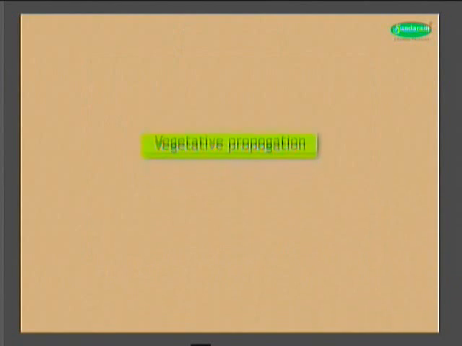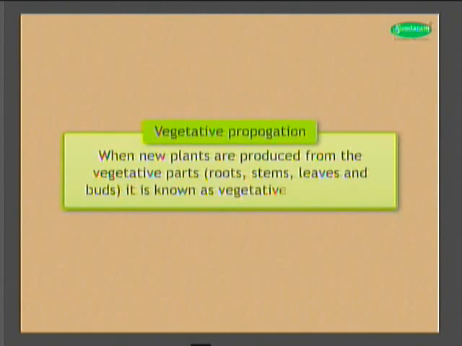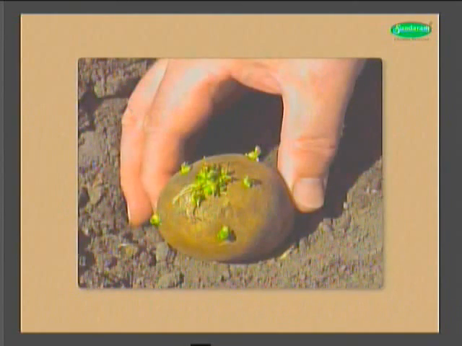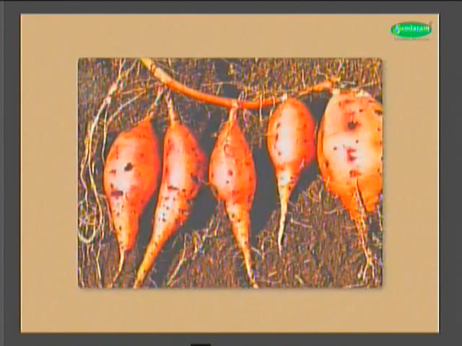Vegetative propagation. When new plants are produced from the vegetative parts like roots, stems, leaves, and buds, it is known as vegetative propagation. For example, new plants of potato develop from eyes, buds on potato. Bryophyllum reproduces from the bud on the leaf margin. The root of sweet potato gives rise to new plants, etc.